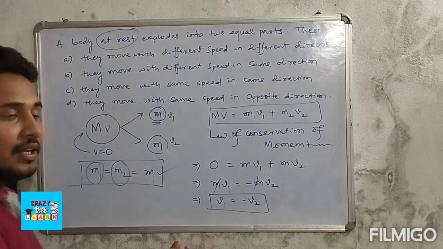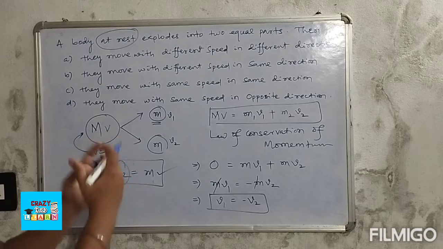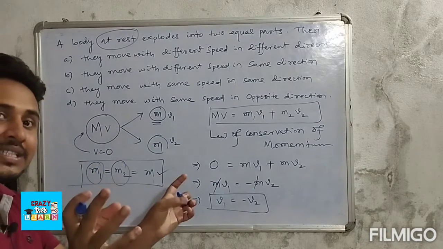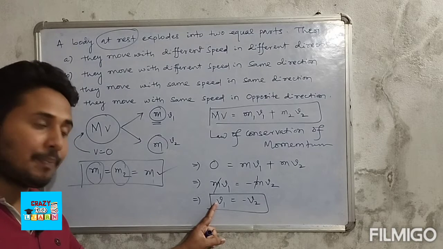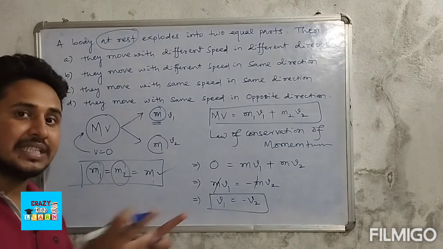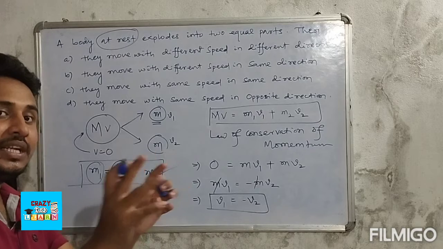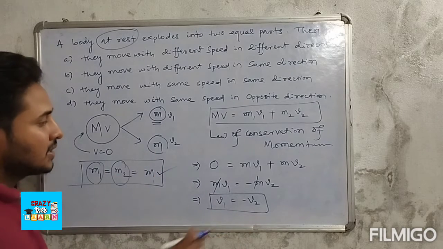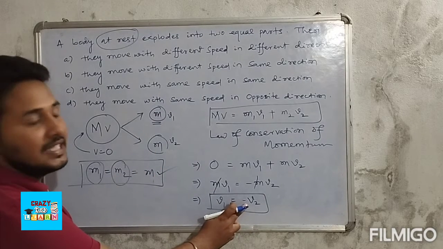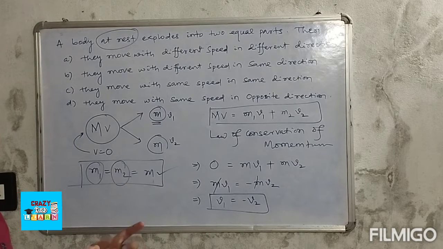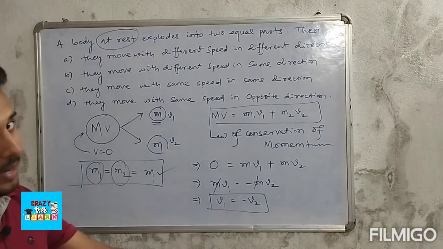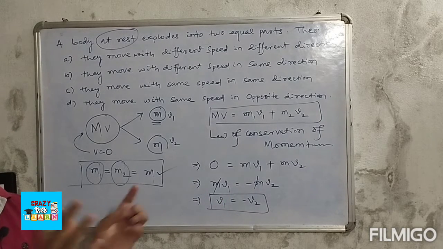So what we are getting here is that after the explosion the body is divided into two parts, and both parts have the same velocity, because v1 is the velocity of the first body and v2 is the velocity of the second body. Both velocities are the same, but a negative sign is there, and this negative sign indicates that they move in opposite directions. So both have the same speed, but the direction is different.